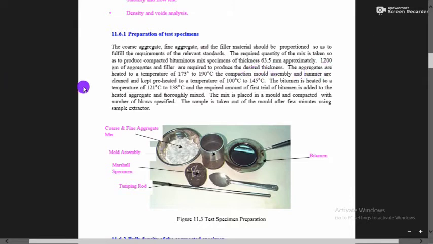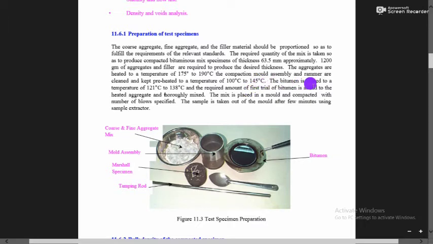The aggregates are heated to a temperature of 175 to 190 centigrade. The compaction mold, assembly and rammer are cleaned and kept pre-heated to a temperature of 100 to 145 centigrade.